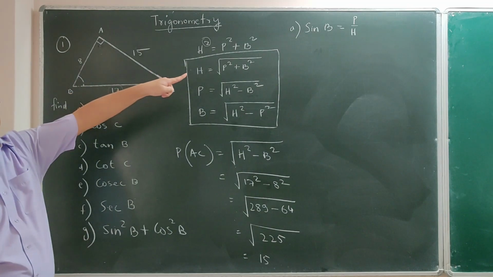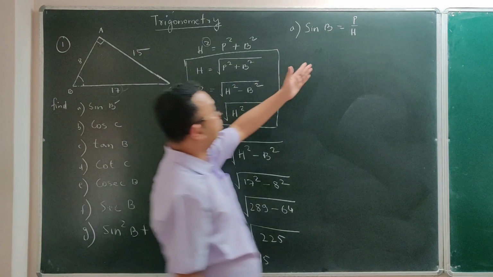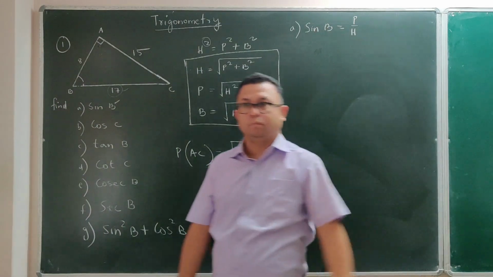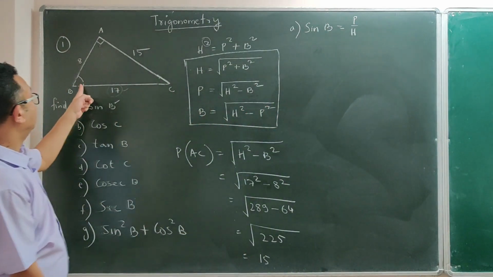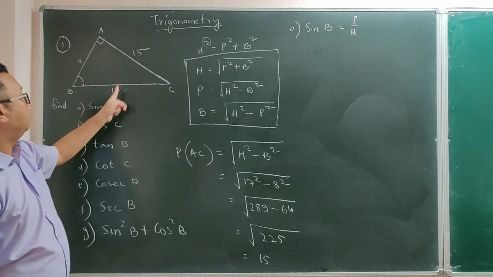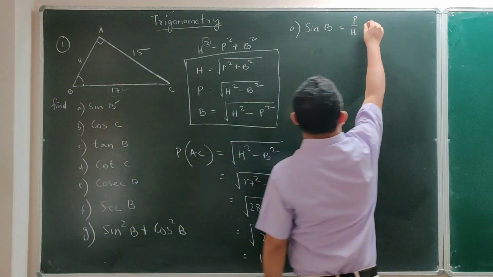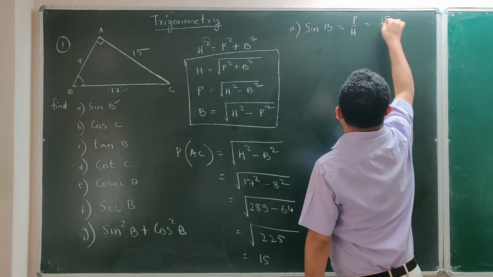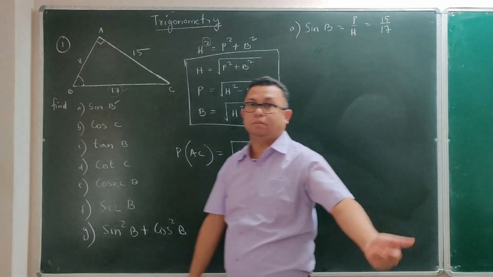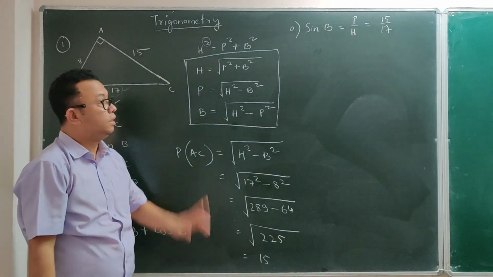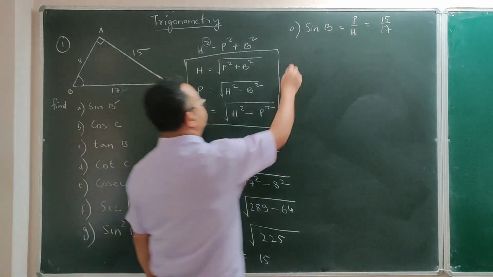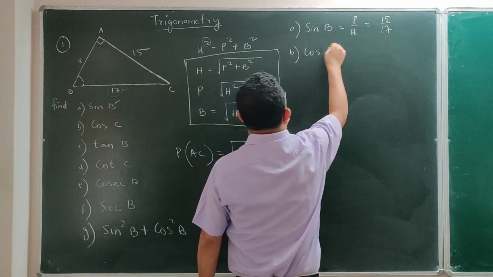Since our angle of reference is B, and sine is perpendicular by hypotenuse, for this angle the perpendicular is 15 and the hypotenuse is 17. So your answer is 15 by 17. See, very, very simple. Now the next question is cos C.